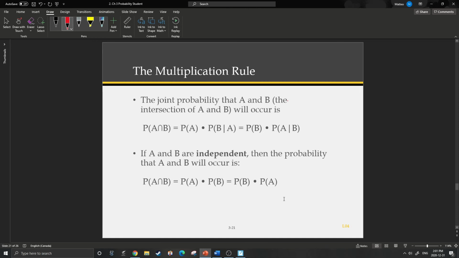Okay, so the multiplication rule. The joint probability that A and B, which is the intersection of A and B, will occur is as such. Here it is: the probability of A and B occurring is equal to the probability of A times the probability of B given A. Notice how these two things are the same; this is basically another way. What if it was the probability of A and B and I was using the probability of B? Notice that the B goes over here: the probability of B times the probability of A given B. If A and B are independent, then the probability that A and B will occur is simply the probability of A times the probability of B.